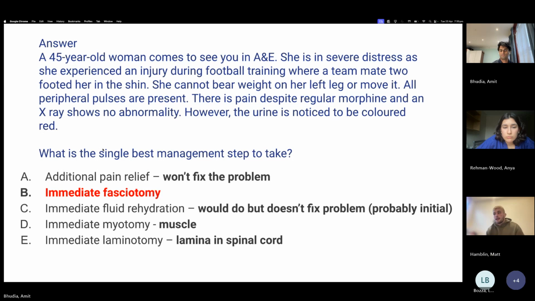So in compartment syndrome, as the name describes, the muscle is sat within a compartment surrounded by fascia. And if there's an injury to that muscle, it causes a local inflammation of the muscle itself. But if it's contained within a compartment, it can't expand as much as it would like, because it has this fascial boundary. So it causes a severe pain.